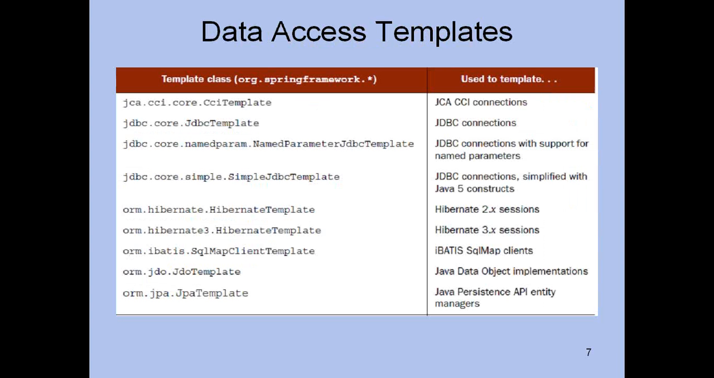Right? So let's see what data access templates are available before making use of one of them. If you are writing, for example, Hibernate 3.x version code, you need to use the template class called orm.hibernate3.HibernateTemplate. Similarly, for iBATIS or, let's say, simple JDBC connections, you need to use jdbc.core.simple.SimpleJdbcTemplate.